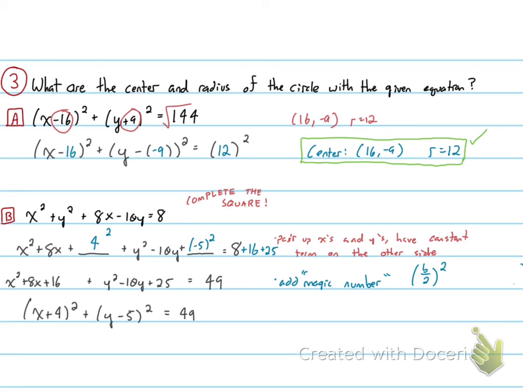Now I have a problem just like in part A, where I'm in standard form. I can more easily tell what my center and radius are. Looking at that equation, the center of my circle is negative 4, 5. My radius would be the square root of 49, which is 7.